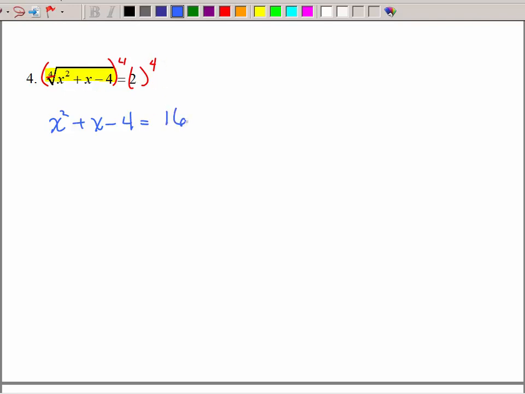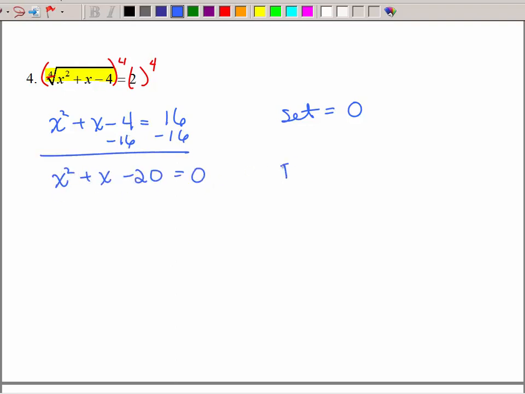Now this time we don't have just x squared like the last two examples. I have an x squared and an x, so that's a quadratic. So that means I have to set it equal to 0 and go from there. So let's subtract 16 from both sides. Now I have a quadratic. Hopefully we're going to be able to factor it. I think 5 times 4 will work nicely. Then I need to set each factor equal to 0 and solve.